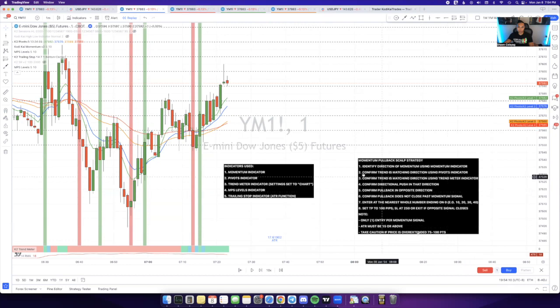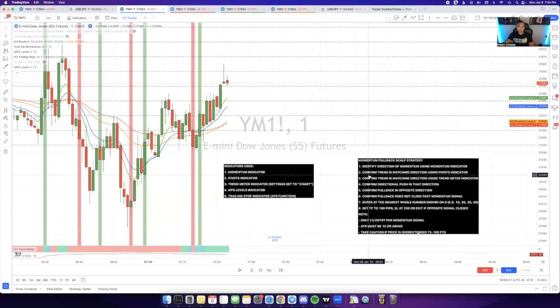So the first requirement requires that you identify direction of momentum using the momentum indicator. If you guys are not familiar with the momentum indicator, it is these vertical lines, the green and red. As you can see over here, the most recent momentum signal is going to be for a buy, right? So with that said, we can confirm that the direction of momentum is bullish. That's going to be step 1.